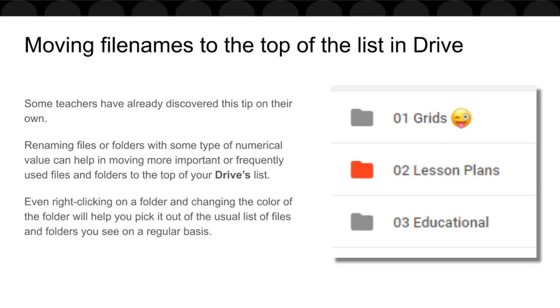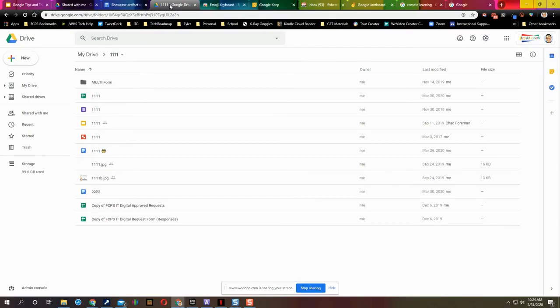Now, another little tip, and some teachers have figured this out. If you want to try to keep things organized, if you create folders and you number them or alphabetize them, they will appear in that order. So for instance, as you can see over here, 01, 02, 03. So I have those folders in the order that I want them, and that's the way they'll appear in my drive. So when I come over here, you can see 1111.